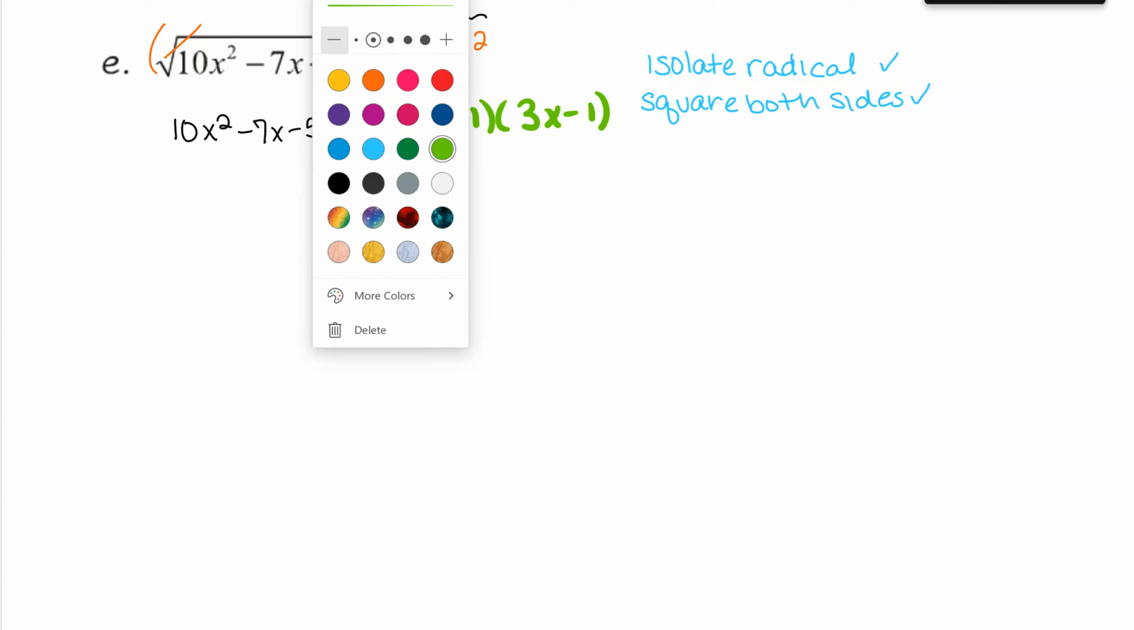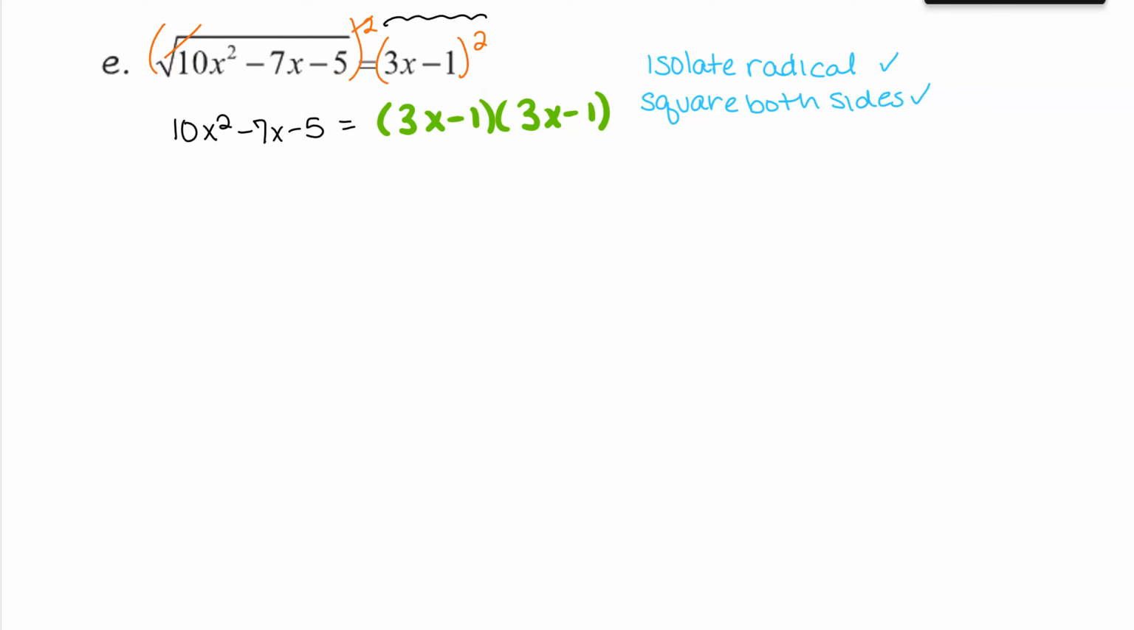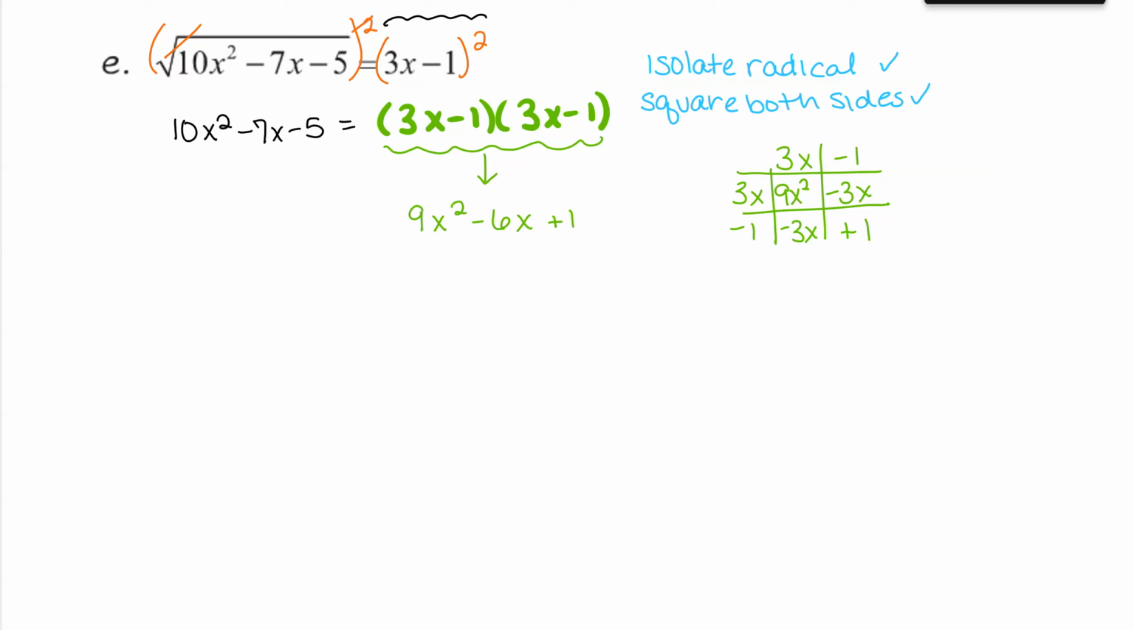Now you have a choice. If you can do that just straight out, you can do it, or you can use that box method that I showed you. So 3x minus 1, 3x minus 1. So I get 9x squared minus 3x minus 3x plus 1. So I'm going to rewrite this right-hand side as 9x squared minus 6x plus 1. So my equation is 10x squared minus 7x minus 5 equals 9x squared minus 6x plus 1.